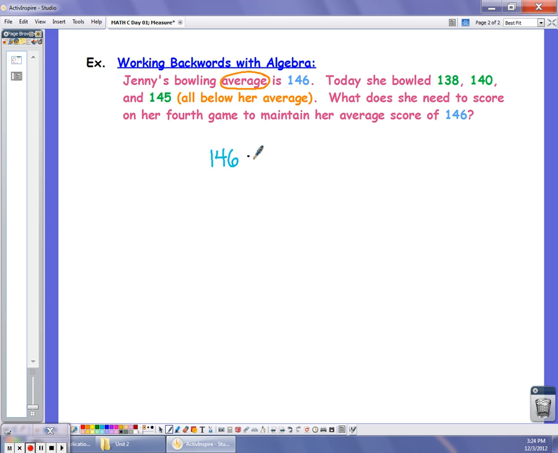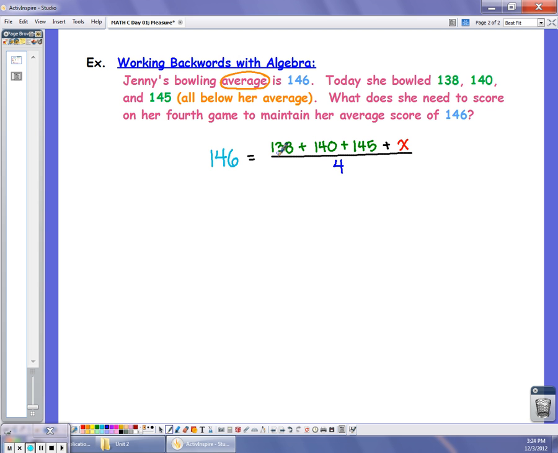So if we had to add up our numbers, we take a look at what our numbers are. We can see that we have 138 on her first game, 140 on her second game, and 145 on her third game. And we do have a fourth game, and we do not know what she scored or what she's going to score. So that's what we're looking for. And since she's bowling 4 games, we're going to divide everything by 4.